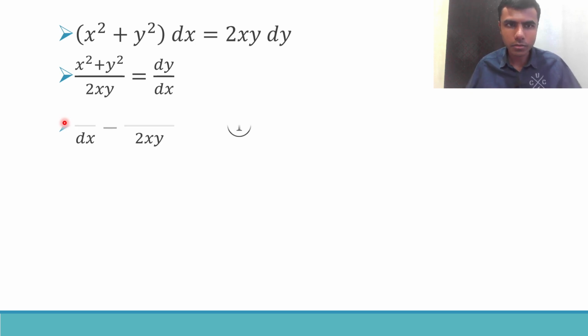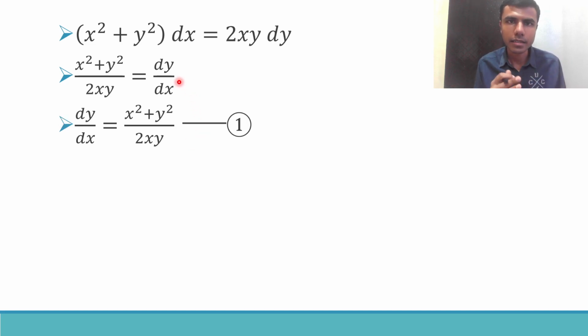So I just did ulta. I wrote RHS as LHS and LHS as RHS. That's all I did. Fine, chalo.